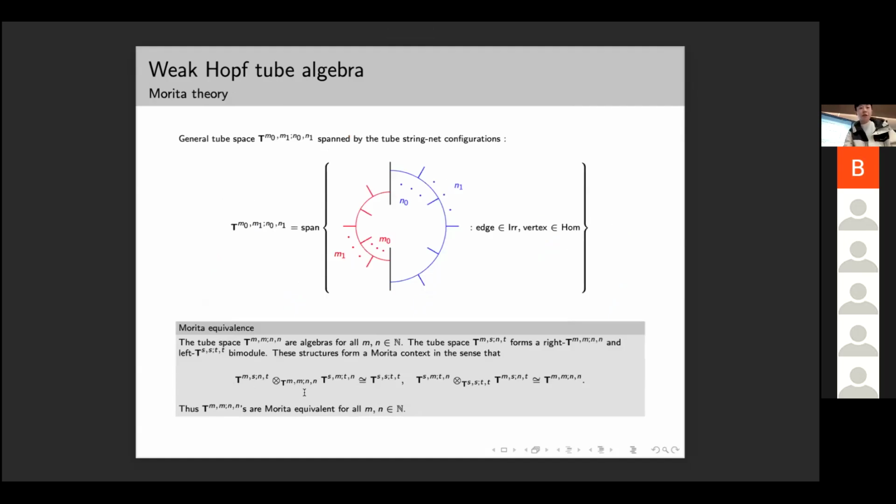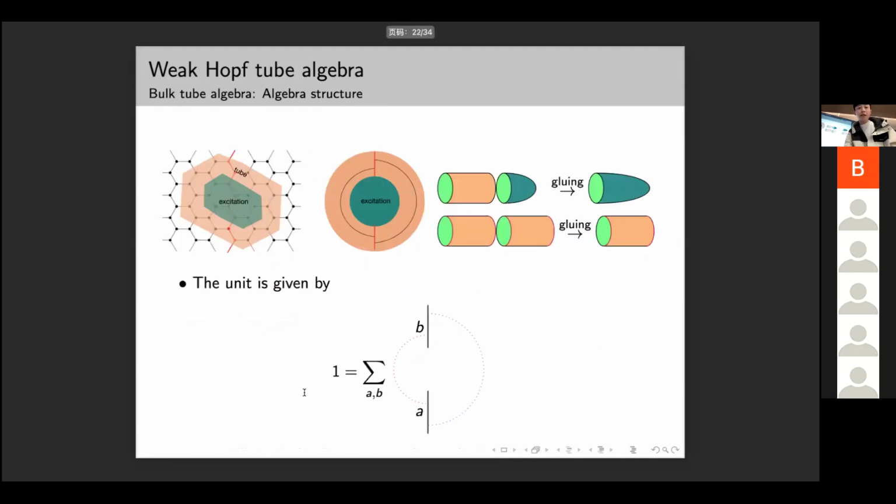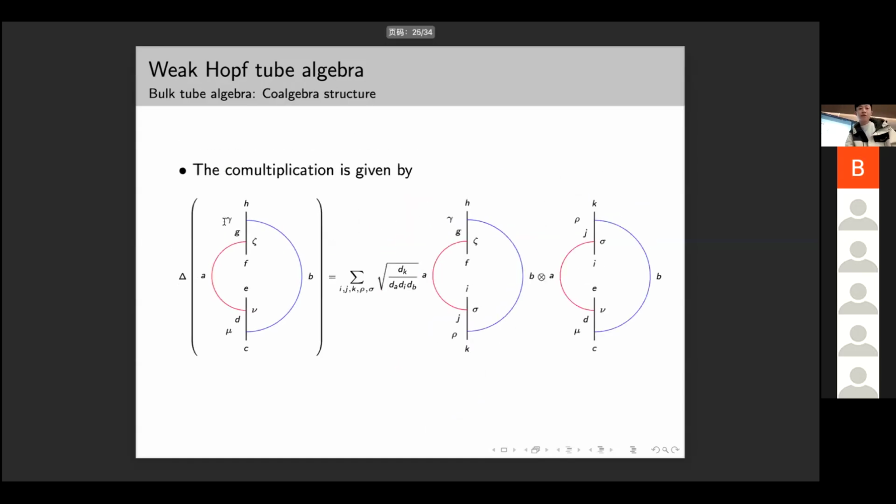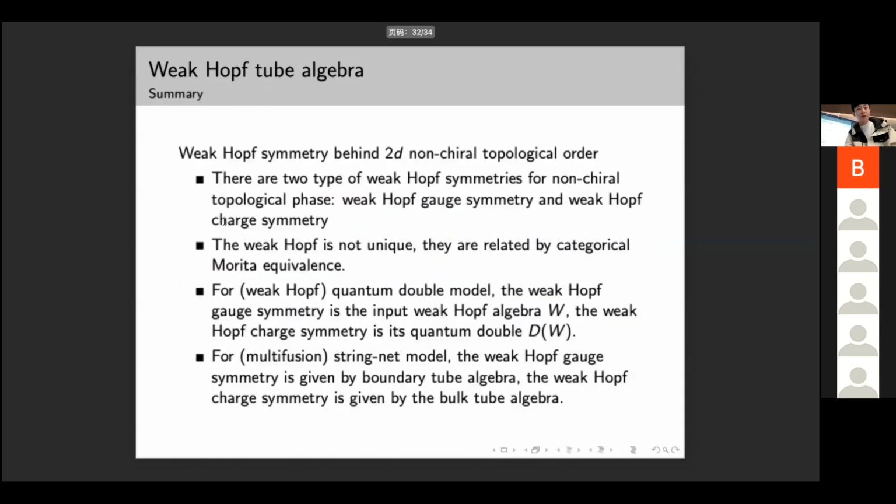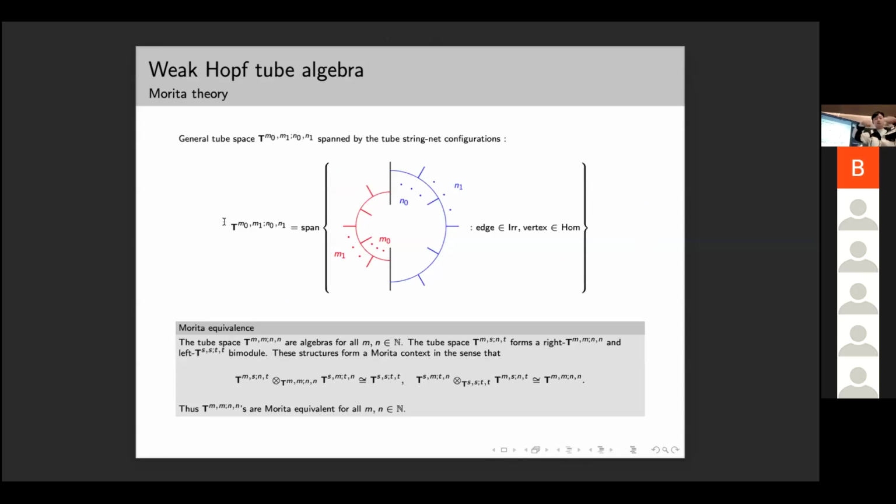And there's also a Morita theory for this weak Hopf algebra. As I show here, in this orange region, there are many lakes. So we just take the local moves to get this tube algebra. The basic question is, if we come back to this original configuration, what is the relation between the original configuration and the simplified configuration? They are related to each other by the Morita theory. Morita theory means that we have n lakes and we construct an algebra, and then we have two lakes and we have an algebra. Their representation categories are equivalent.